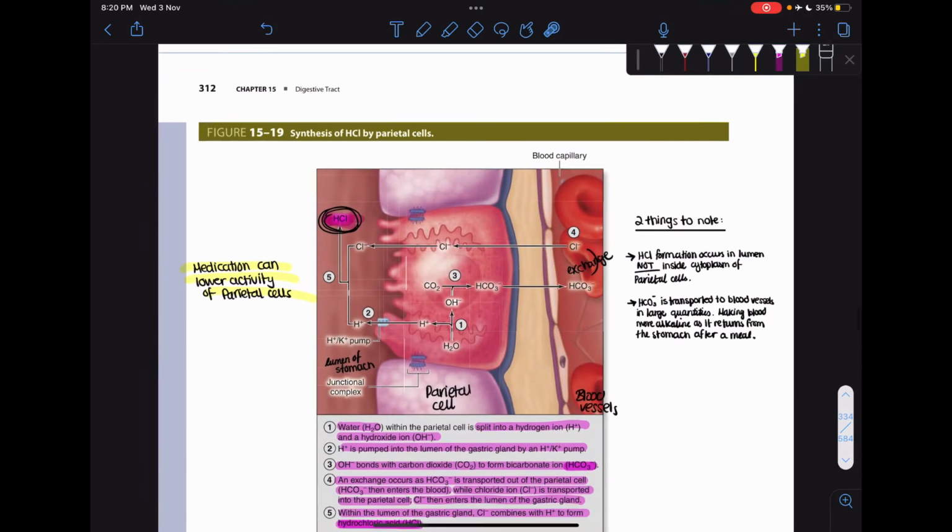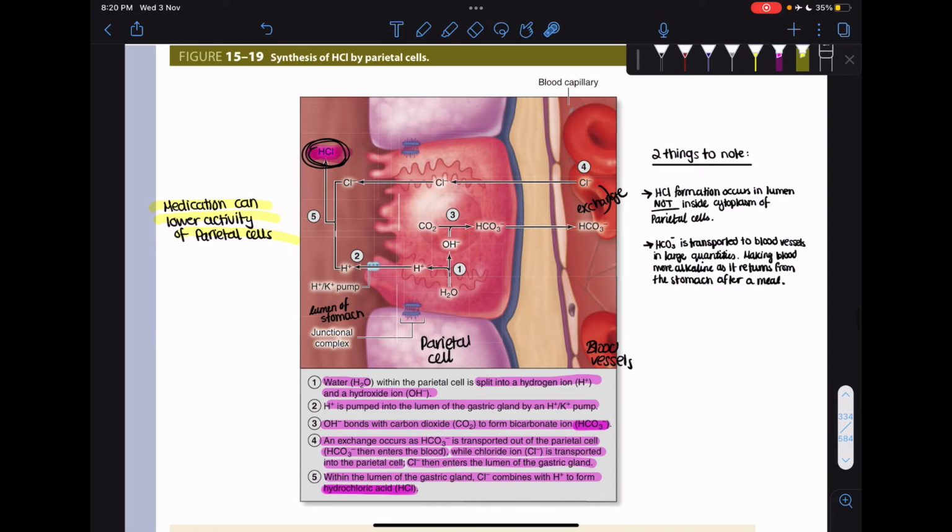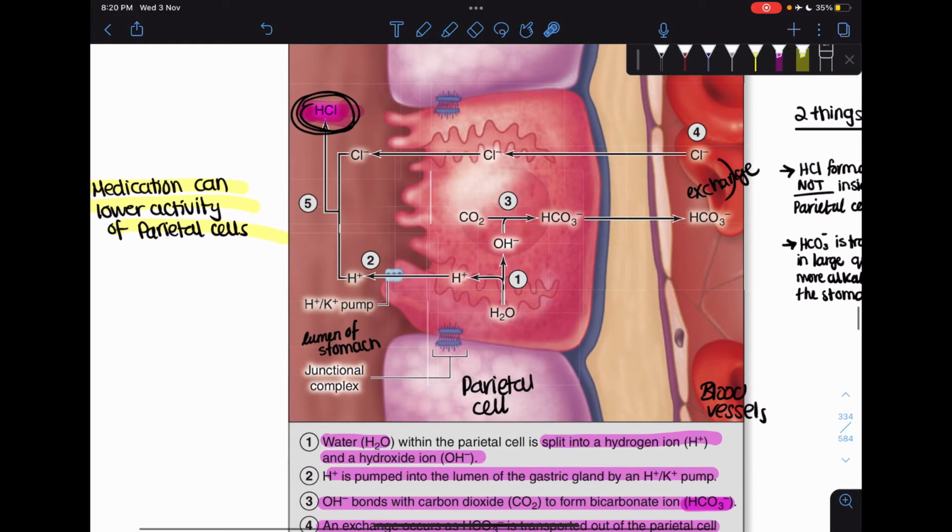Okay, so now let's look at this picture. It summarizes the synthesis of the hydrochloric acid that is synthesized in the parietal cells. First, the water, H2O, within the parietal cell is split into a hydrogen ion and a hydroxide ion. So as you can see here, the water is split into hydrogen and hydroxide.